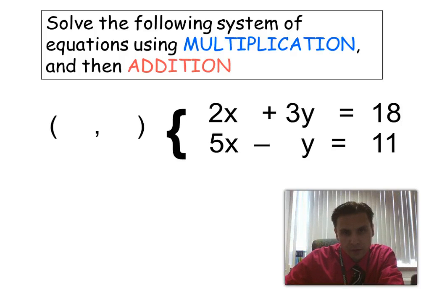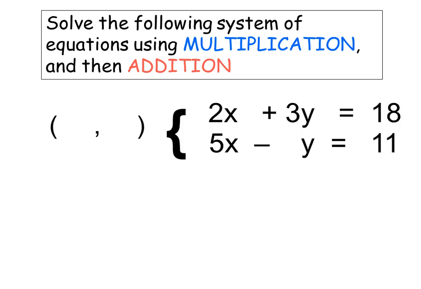Hey everybody, Mr. Bucko here with a couple of examples on solving systems of equations with multiplication and addition. First example that I have up on the screen here is solving the system of equations 2x plus 3y equals 18 and 5x minus y equals 11. And we are going to use multiplication and addition to solve this system.